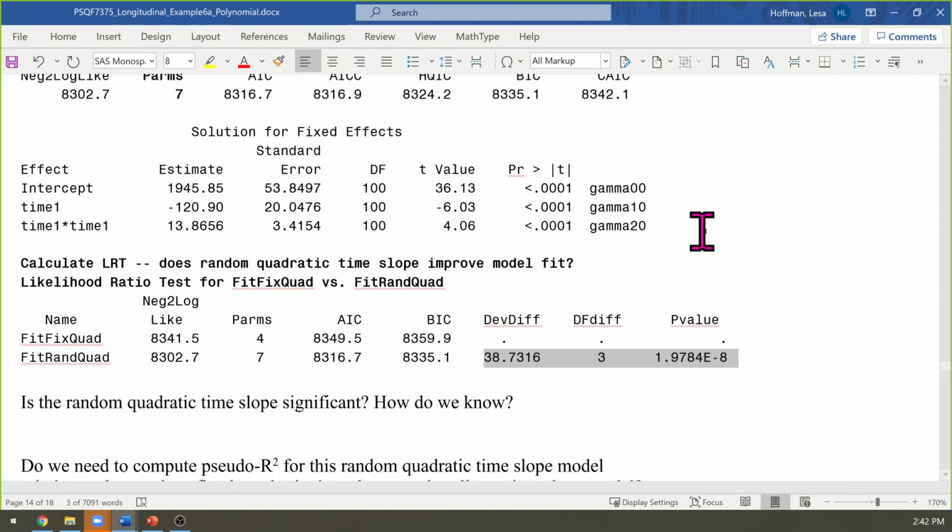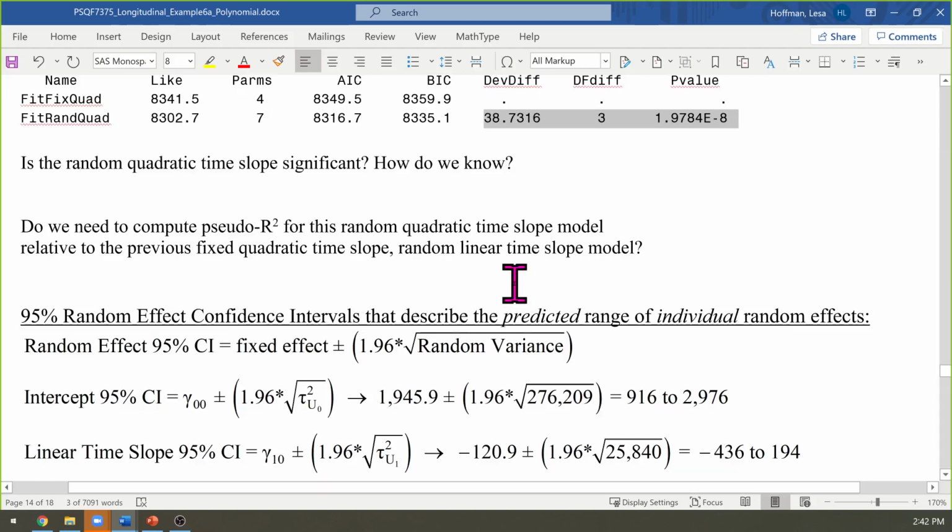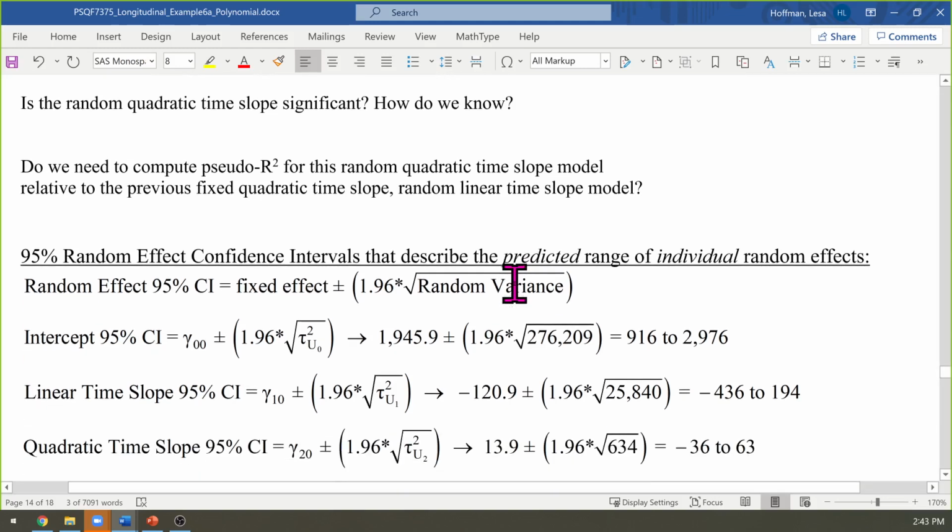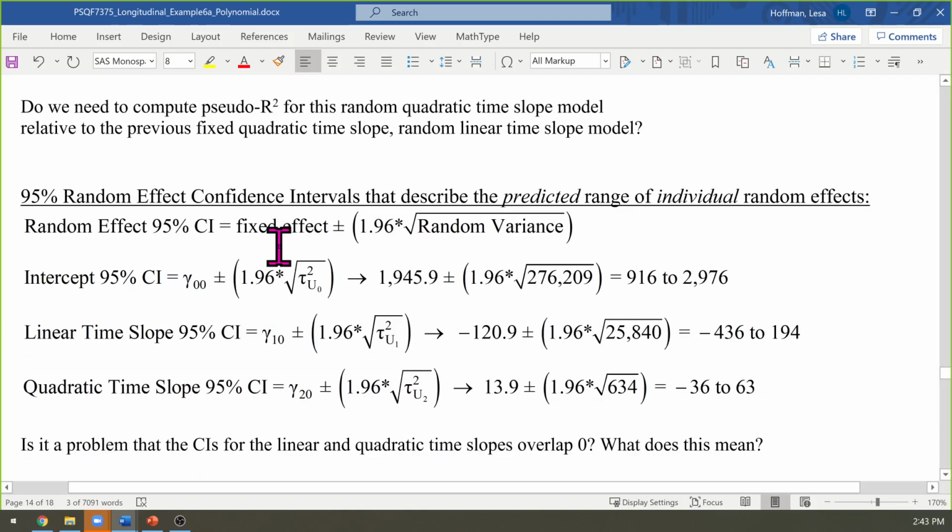If I want to do an effect size, I'm not going to do pseudo r-square because I haven't explained anything. What I have done is introduce another pile of variance. So there's 4 total now. So instead, I'm going to do random effect confidence intervals.